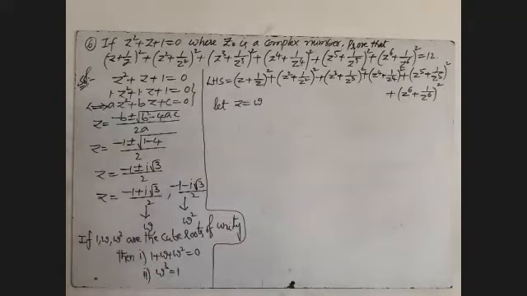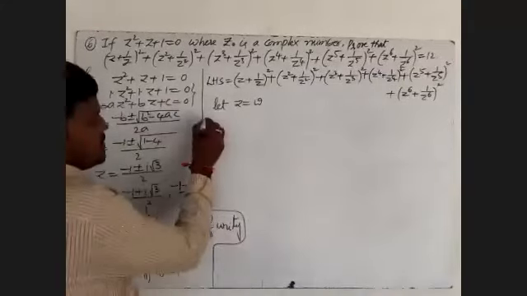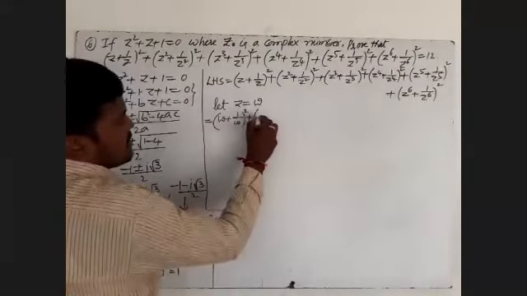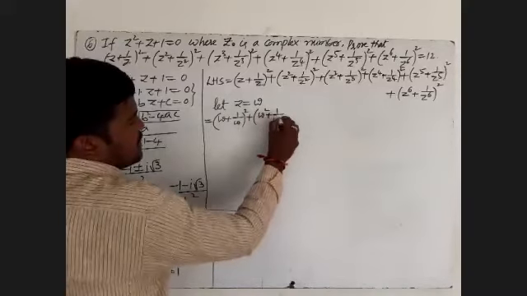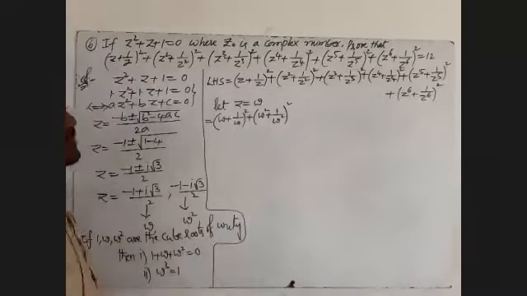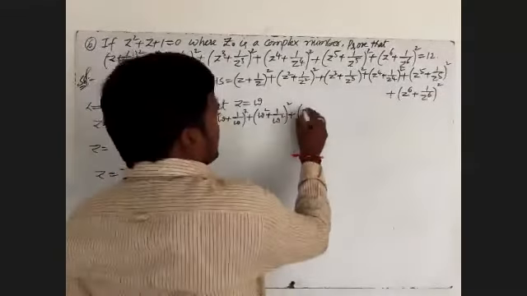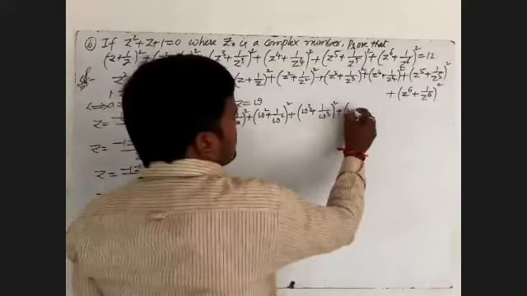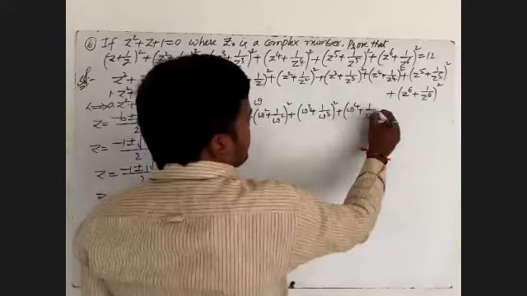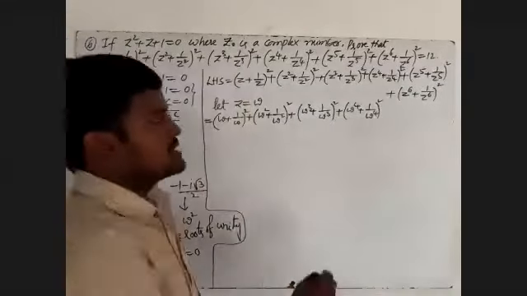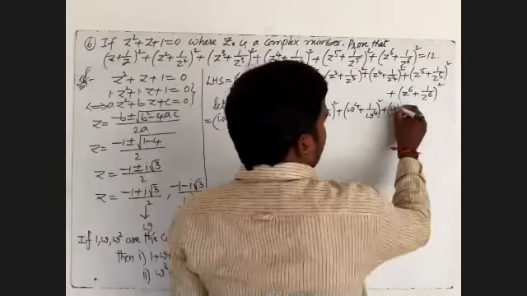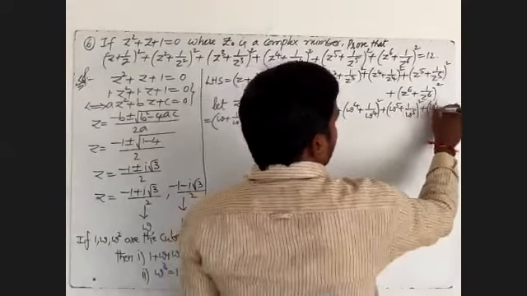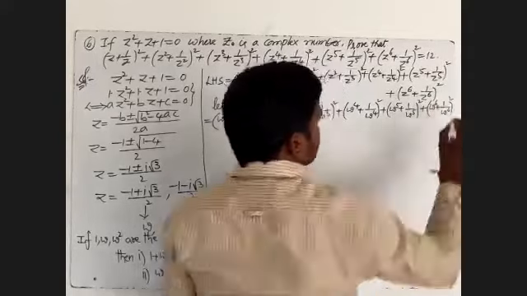First z is equal to omega, I will take, that I will write omega plus 1 by omega whole square plus omega square plus 1 by omega square whole square plus omega cube plus 1 by omega cube whole square plus omega power 4 plus 1 by omega power 4 whole square plus omega power 5 plus 1 by omega power 5 whole square plus omega power 6 plus 1 by omega power 6 whole square will write.